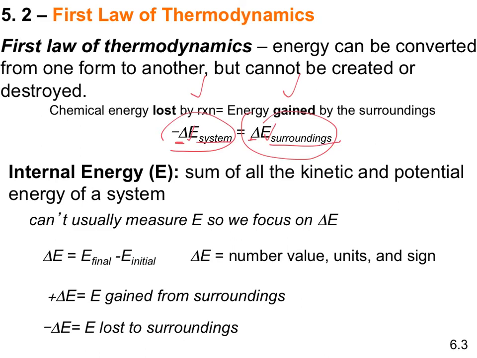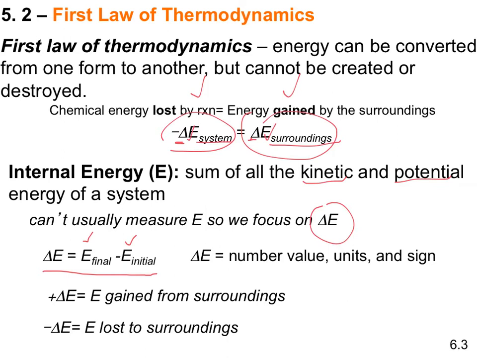Internal energy is the sum of all the kinetic and potential energy of a specific system. However, this is really difficult to measure. We can't keep track of both variables at the same time. It would be very difficult to analyze, especially on the atomic and molecular levels. So normally what we focus on is delta E, which is the change in energy. And delta E, guys, is equal to the energy final minus the energy initial.